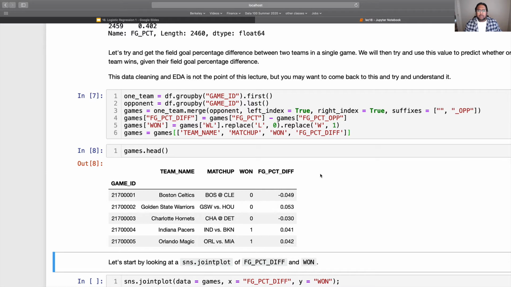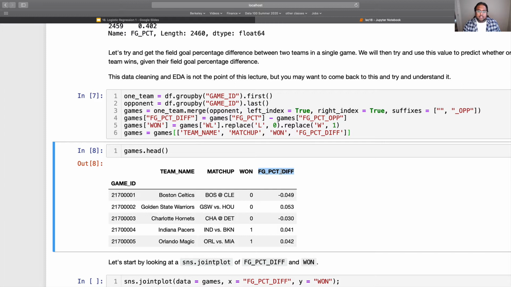Now in basketball, the field goal percentage of a team tells you the proportion of shots that they took that they made. And so the belief is that the higher a team's field goal percentage is, the more likely it is that they win a game. What we have here is the difference in field goal percentages between the two teams that played this game. So this is in the perspective of the team whose name appears here.